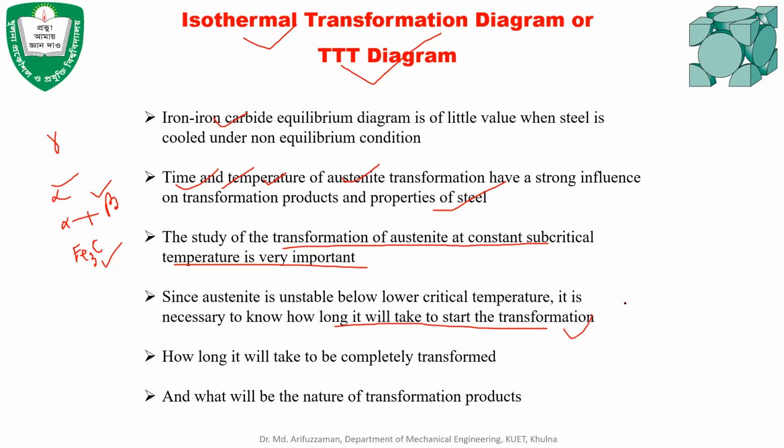We also need to know that because of production, to optimize the economy, that means to optimize the production cost. This will also give you insight into how long it will take to start the transformation, how long it will take to be transformed completely, and the nature of the transformation product, what product has been produced after transformation from austenite. That can also be understood from the isothermal transformation diagram. Okay. So, any question?